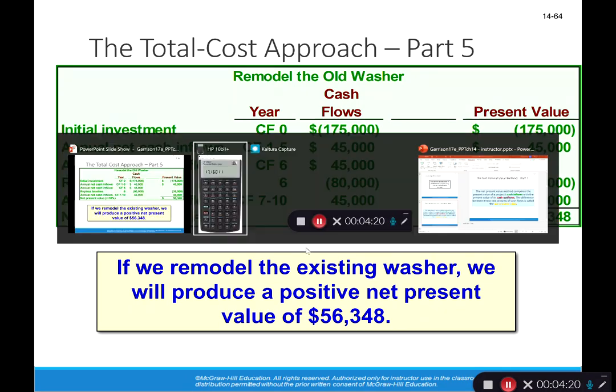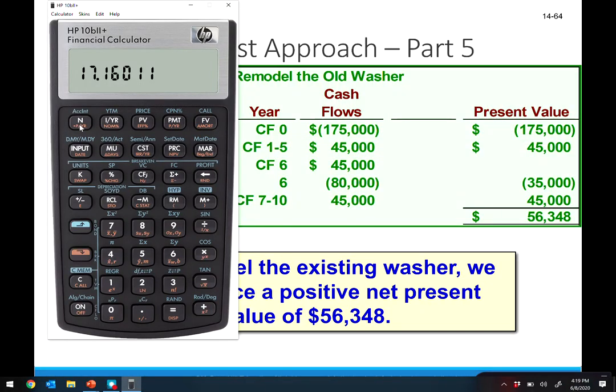Again, we're just going to pop it in our calculator. We're going to start with 175. That's going to be cash flow 0. I screwed up again and didn't put it in as negative. So let me try again.